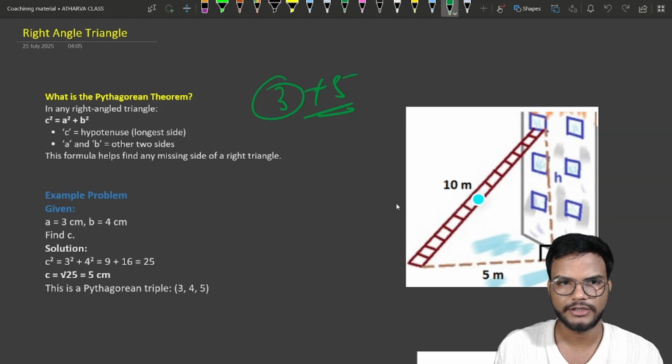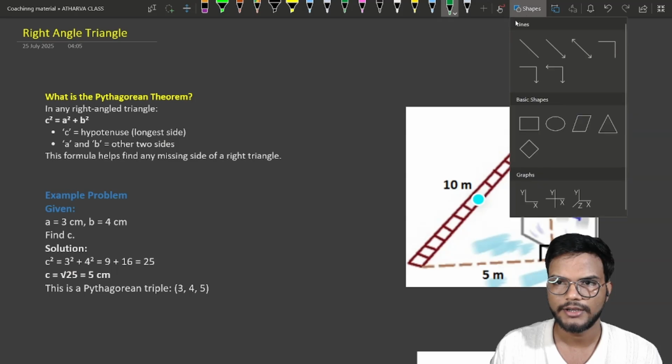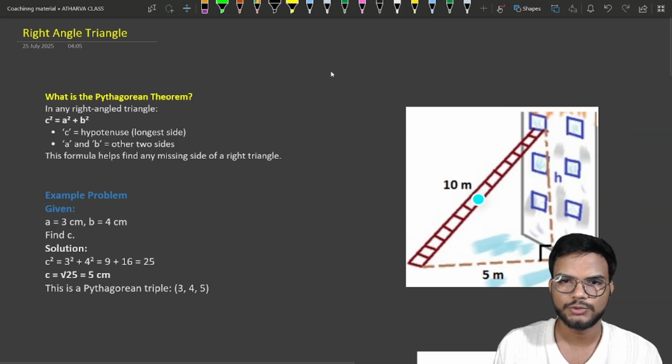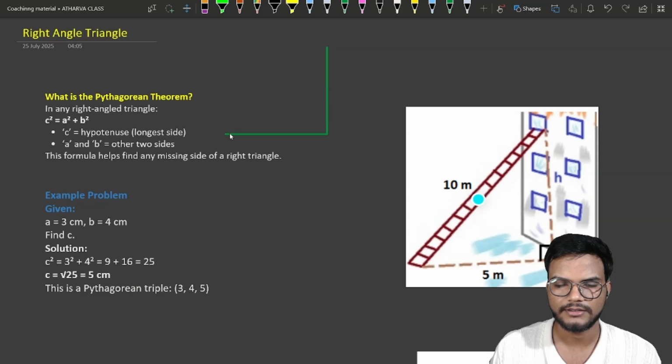So today we are going to learn the right angle triangle. In this lecture we will understand what a right angle triangle is and how it is used in our daily life as well as in mathematics. Let me first introduce the right angle triangle. Obviously you already know about it: a right angle triangle has one angle as 90 degrees, and the others are acute angles.